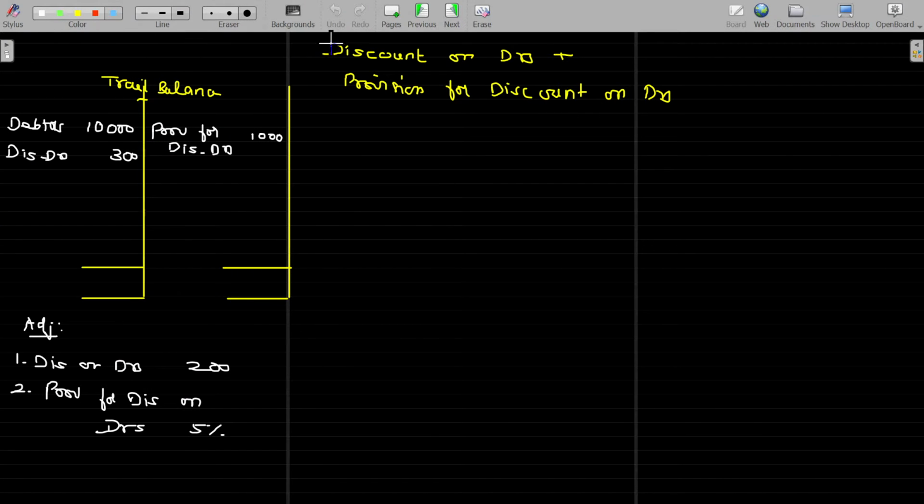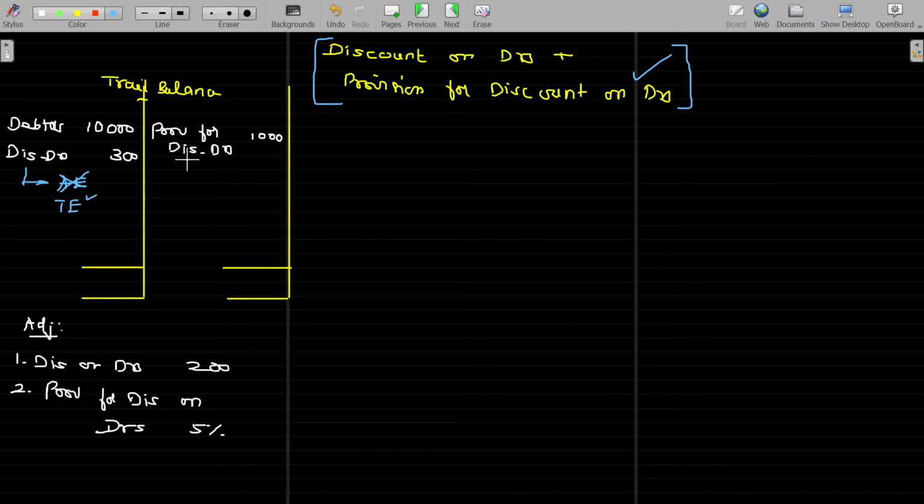Let's now solve the illustration for discount on debtors with the provision for discount on debtors also. Let me decode the terms here. Discount on debtors given in the trial balance, further adjustment entry is already over. Then we have to pass only the transfer entry.